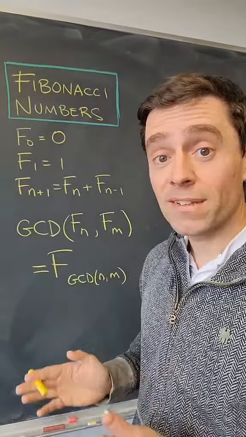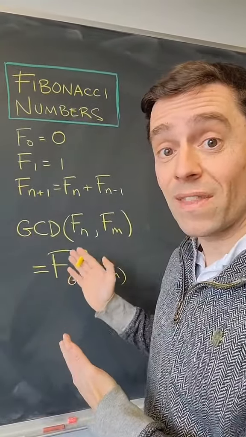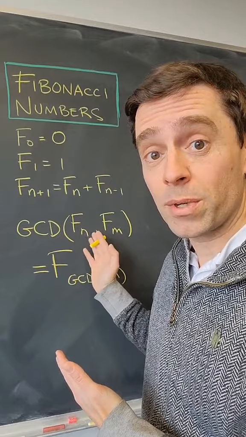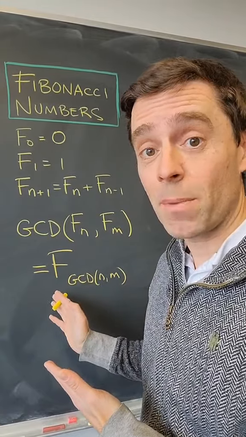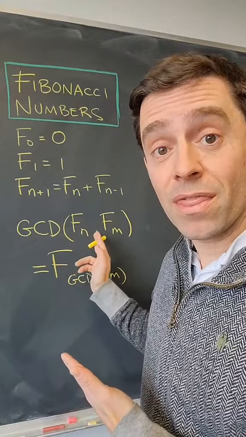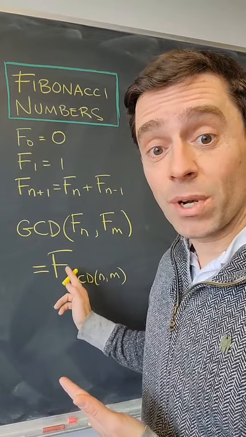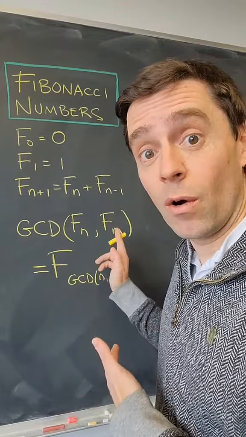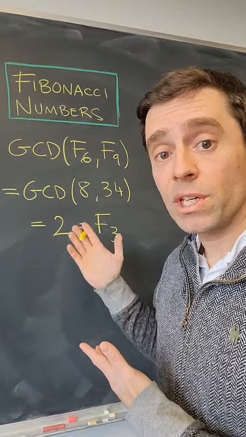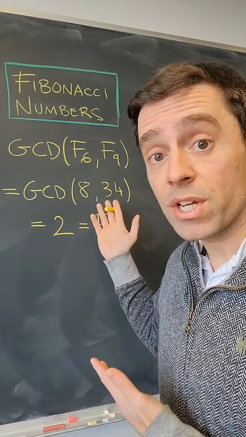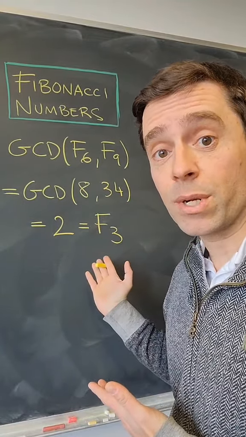The proof is based on this amazing property, the fact that the greatest common divisor of two Fibonacci numbers is a Fibonacci number. The greatest common divisor of the nth and the mth is the Fibonacci number with index the GCD of n and m. For example, the GCD of the 6th and the 9th Fibonacci numbers is the 3rd Fibonacci number.